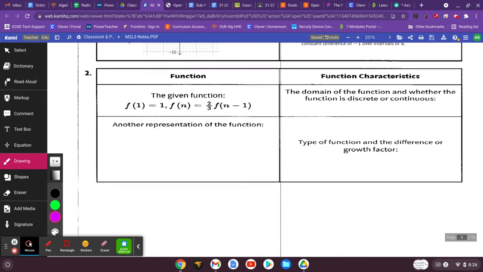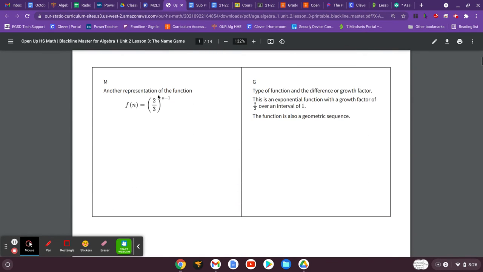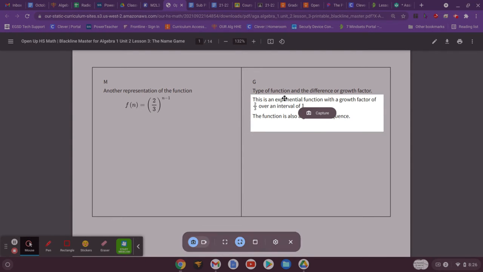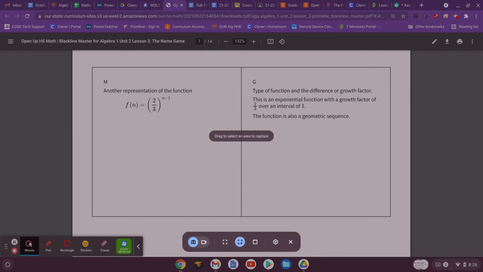All right, next one. So number 2, I'm going to go through on here and I'm going to look and see if I have anything that looks like the first term is 1, and then I'm multiplying by 2/3 each time. So if I go to my cards, oh, here we go. I actually have this one right here. So it looks like I have a function. Oh, lost it.